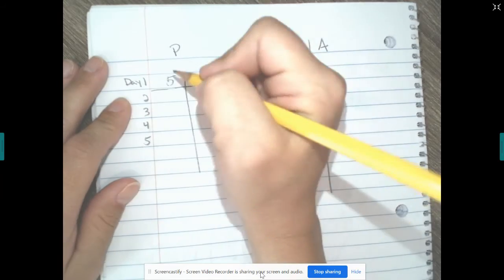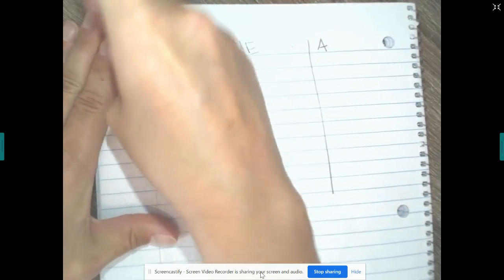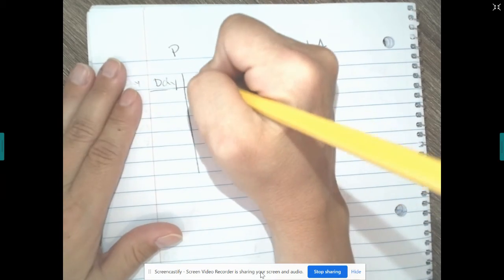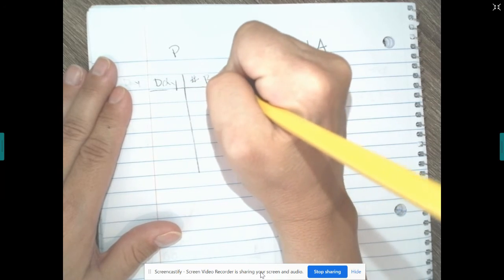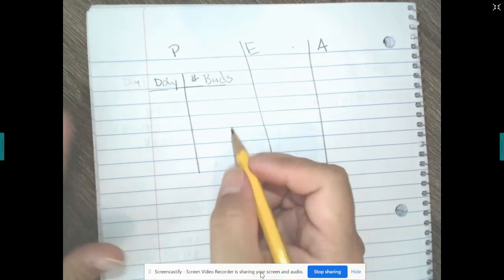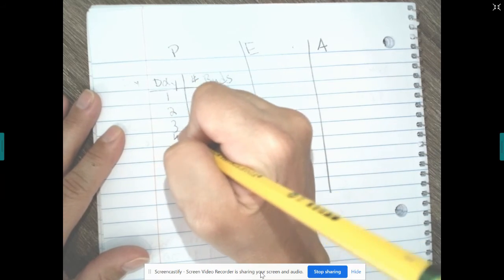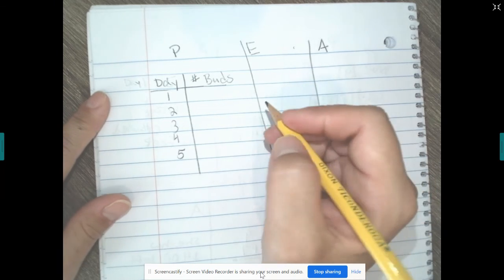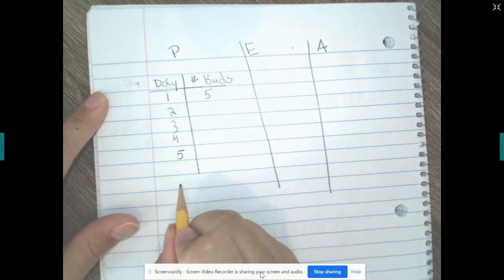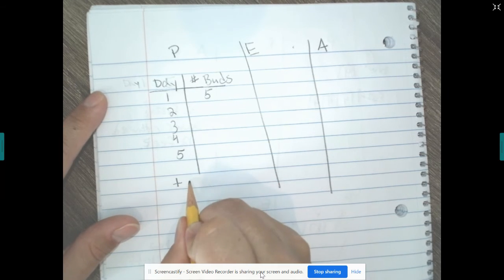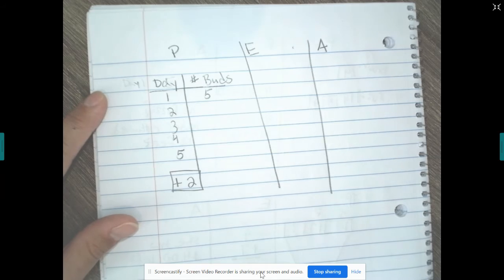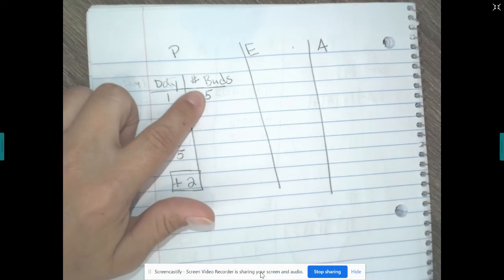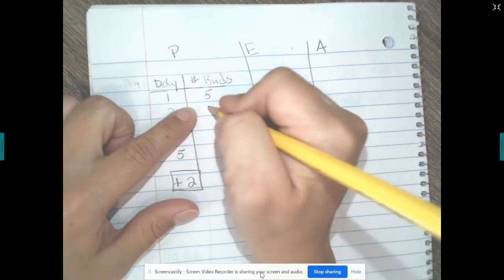So day 1, let me rewrite this. We're going to put the day over here, and we're going to put the number of buds over here, okay? So day 1, 2, 3, 4, and 5. Now, for the number of buds on day 1, we have 5. Now, remember our rule is to add 2 each day. So on day 2, I should have 2 more buds than day 1. So 5 plus 2 is 7.